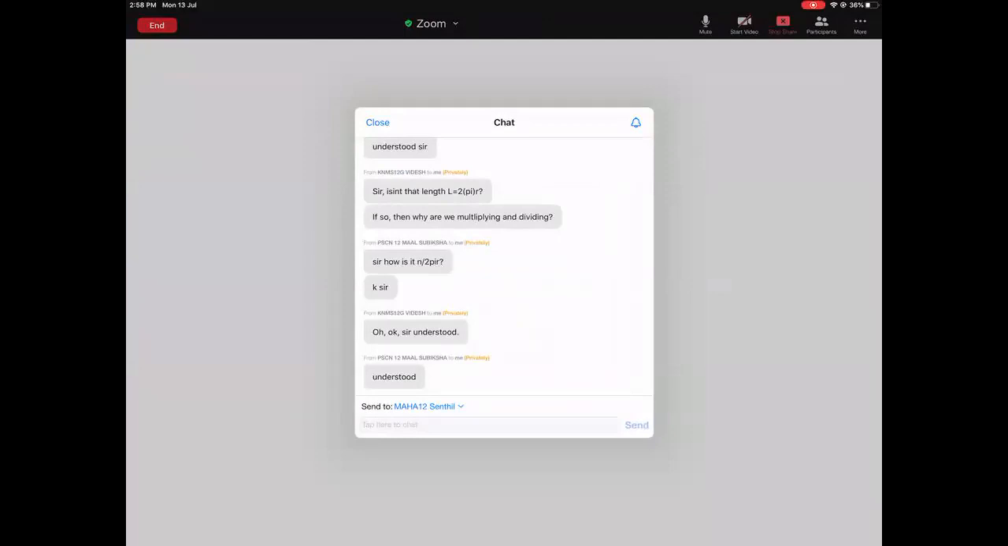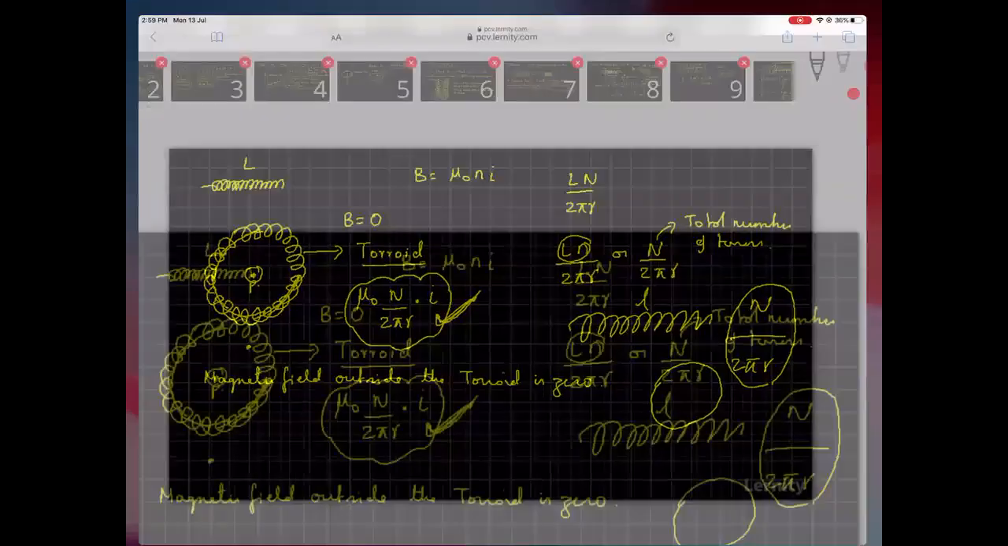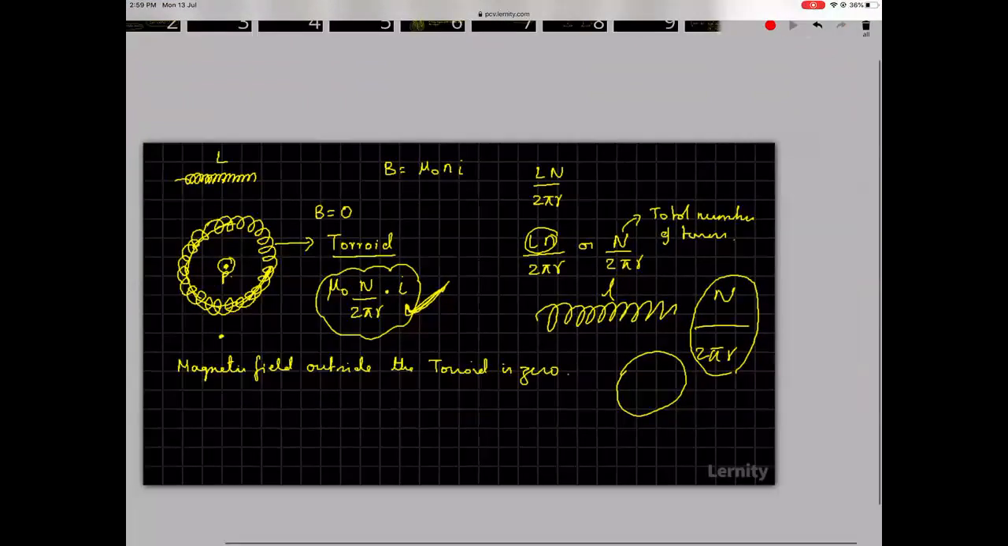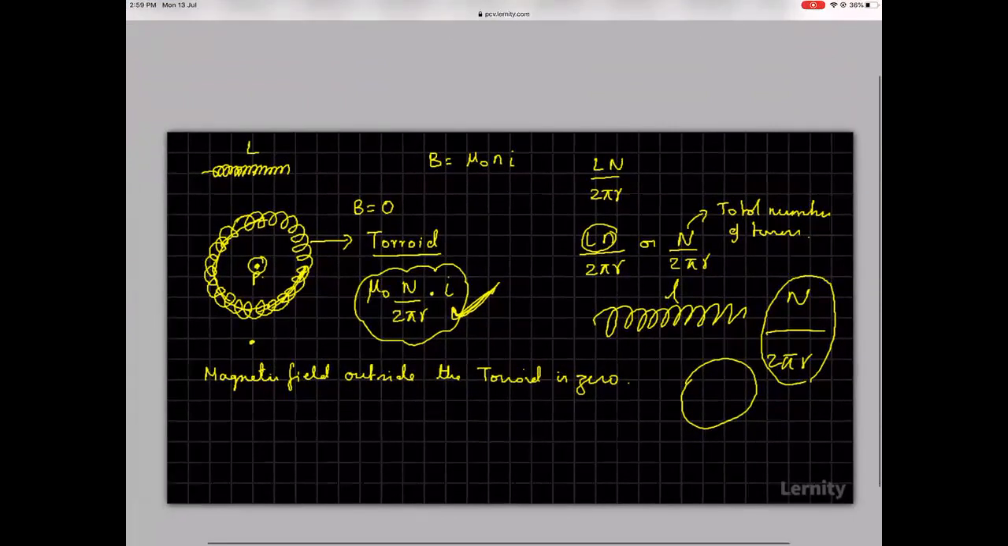Okay, anything else? Then why are we multiplying and dividing? Yes, L is equal to 2 pi r, correct. But we want to find out the number of turns. Generally when you go to the market, you may say give me 2 meters, you may also say give me 2 lakh tons. So if you buy 2 lakh tons and then put it in a circle, we have 2 lakh divided by 2 pi r. If you are not doing it, fine, no issues. Okay, if this is understood, very good.